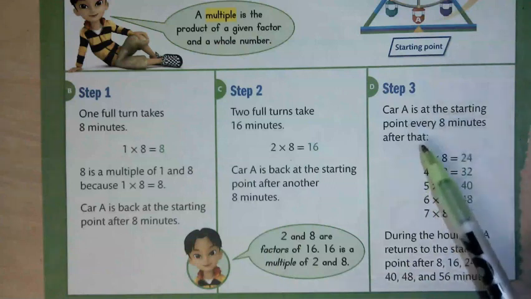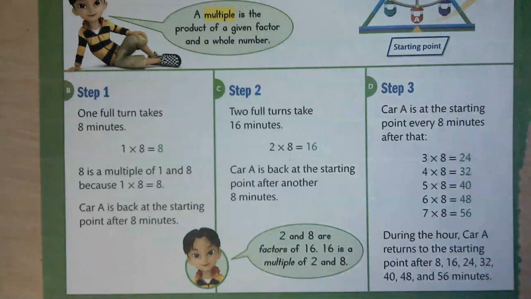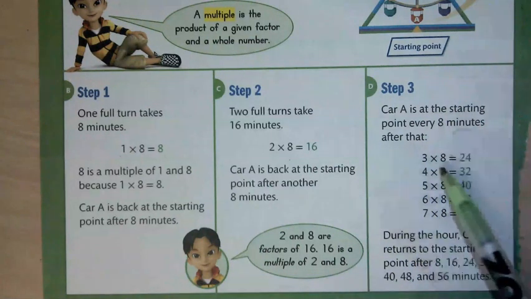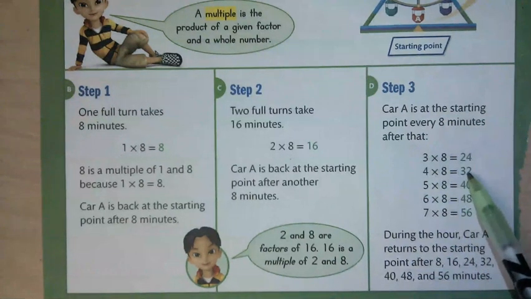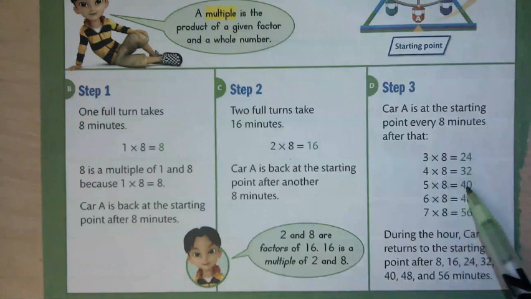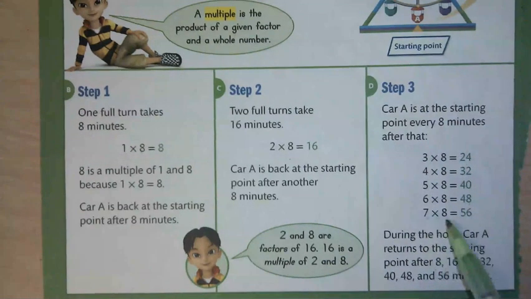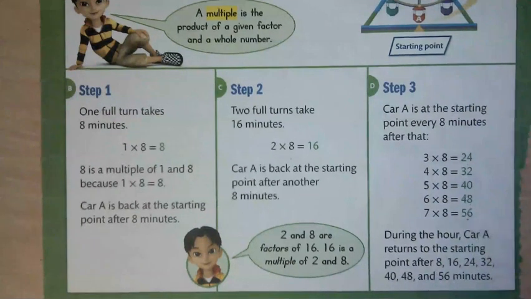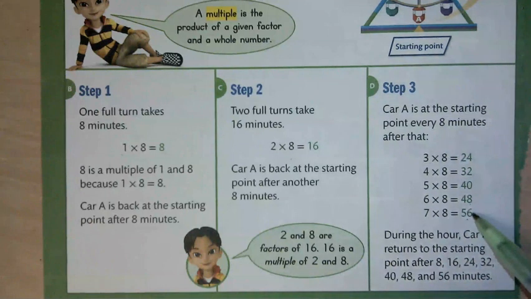So step 3 is at the starting point every 8 minutes. So we're going to keep going until we get up to 60 because 1 hour is what we're looking for. So 3 times 8 is 24. 4 times 8 is 32. 5 times 8 is 40. 6 times 8 is 48. 7 times 8 is 56. All right, so during that 1 hour, remember 60 minutes in 1 hour, so that's why we stopped here.